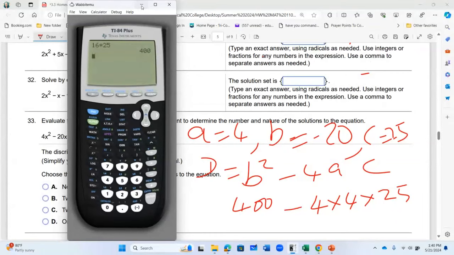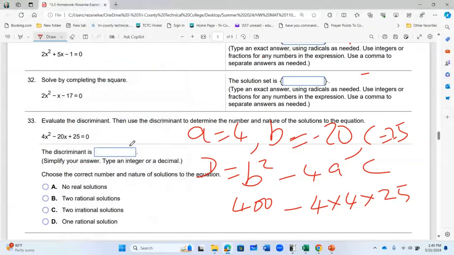So it's time for decision. The discriminant is 0. Choose the correct answer. One solution, one rational solution. One solution. That's it.